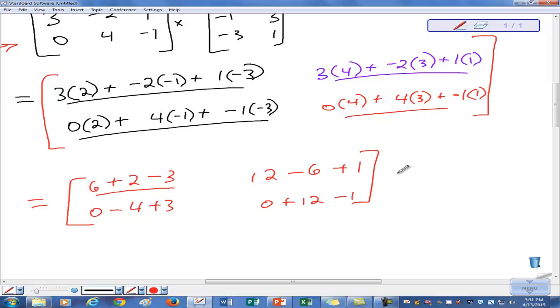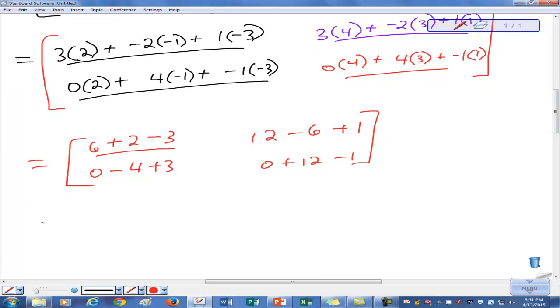Okay, so one more thing we need to do here, and that's going to be just add them all up. We multiplied, now we're going to add them all up. 6 plus 2 is 8, 8 minus 3 is 5. And so we finally got our number for the first row, first column. First row, second column number, that'll be 12 minus 6 is 6, 6 plus 1 is 7. And so that's the number for the first row, second column.